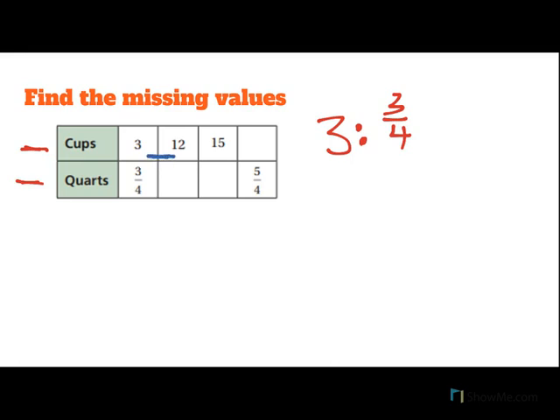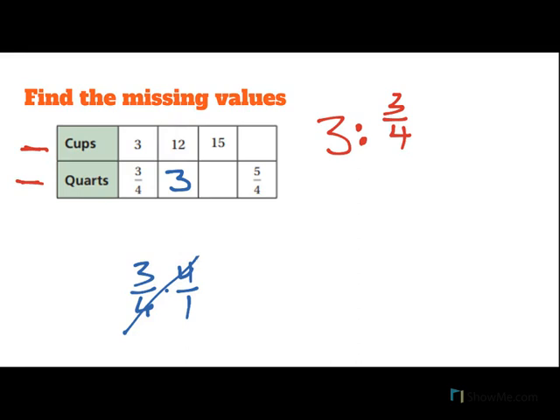So here I'm going from 3 cups to 12 cups. And you could ask yourself, what do I need to do to go from 3 cups to 12 cups? Well, I could multiply by 4. If I multiply 3 by 4 to get 12, I can do that same step with 3/4. If I take 3/4 times 4, or 4 over 1, my 4's would cancel. I end up with 3. So 12 cups to 3 quarts would be an example of an equivalent ratio. So we got that value filled in.